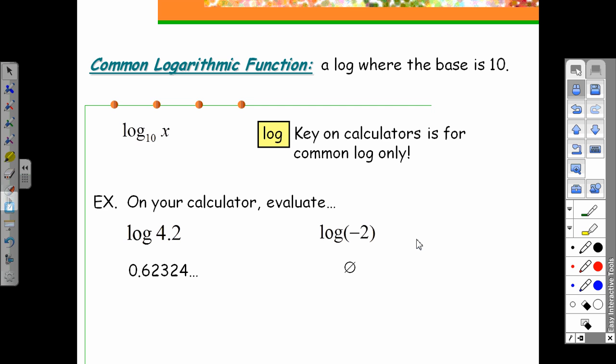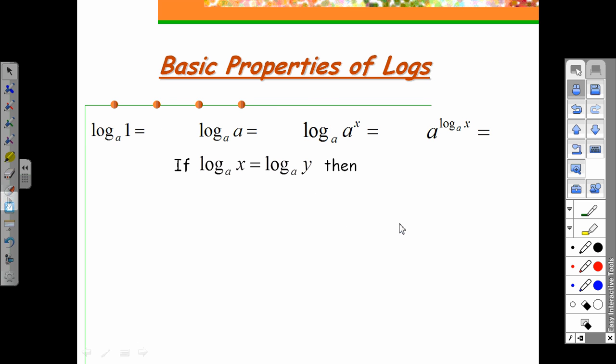You should get some error message, right? Because you can't take the log of a negative. Okay, moving on. Basic properties of logs.